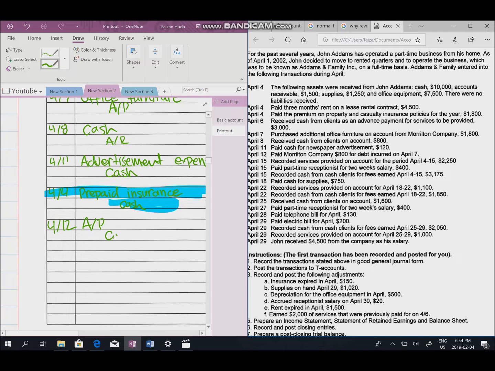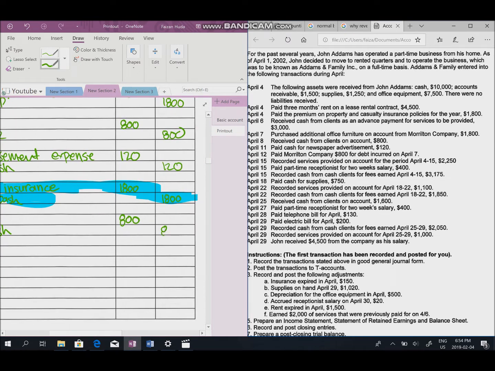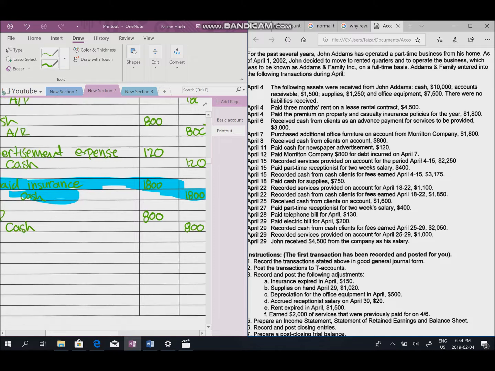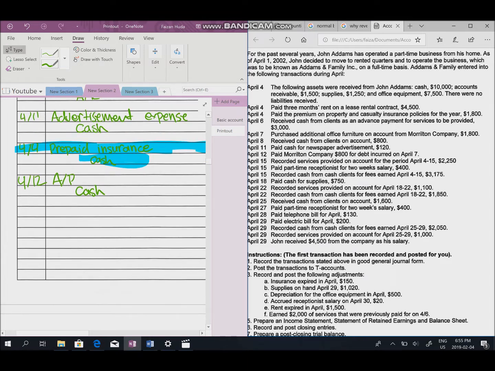And our cash decreases, so I'll credit it for $800. It doesn't really specify, but anytime this is the case, you just assume they used cash. Moving on to the next journal entry, which is on April 15.